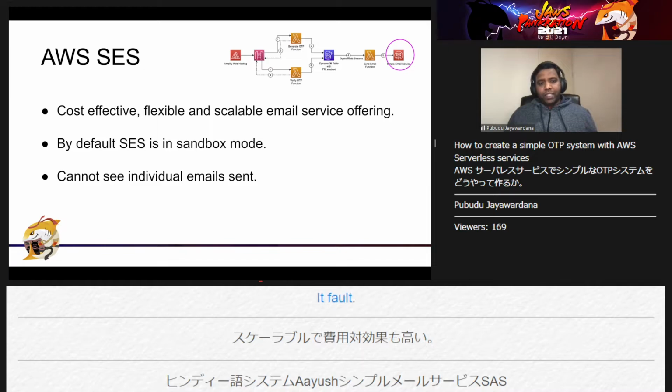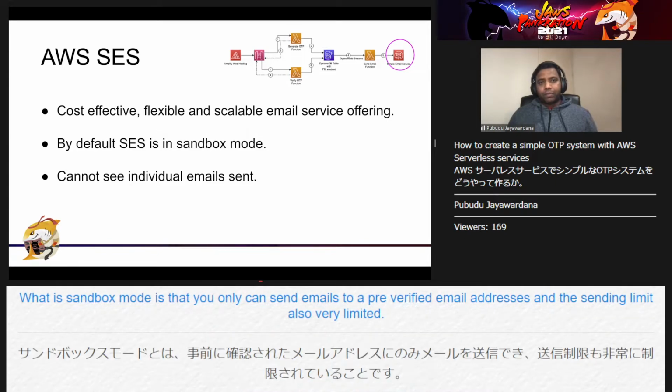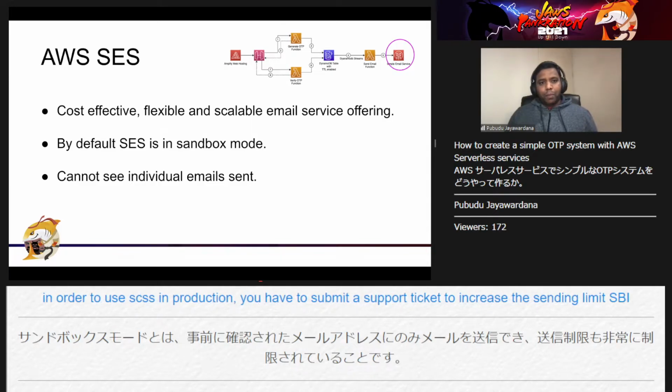By default, SES is in the sandbox mode. What sandbox mode is that you can only send emails to pre-verified email addresses, and the sending limit is also very limited. In order to use SES in production, you have to submit a support ticket to increase the sending limits, basically.